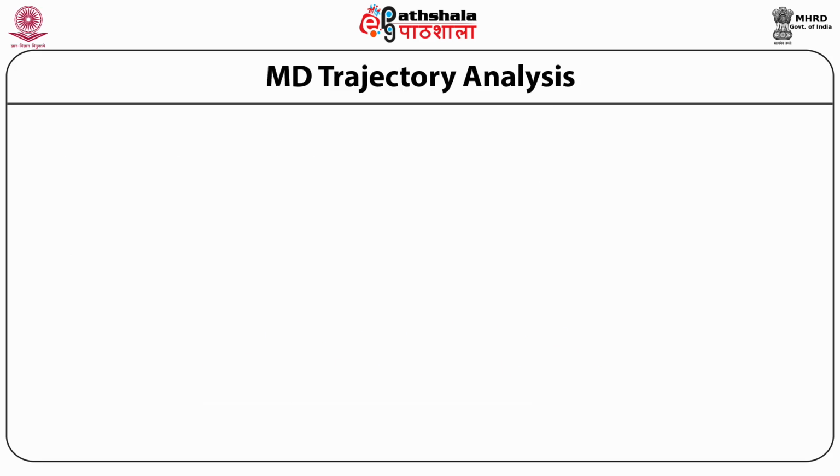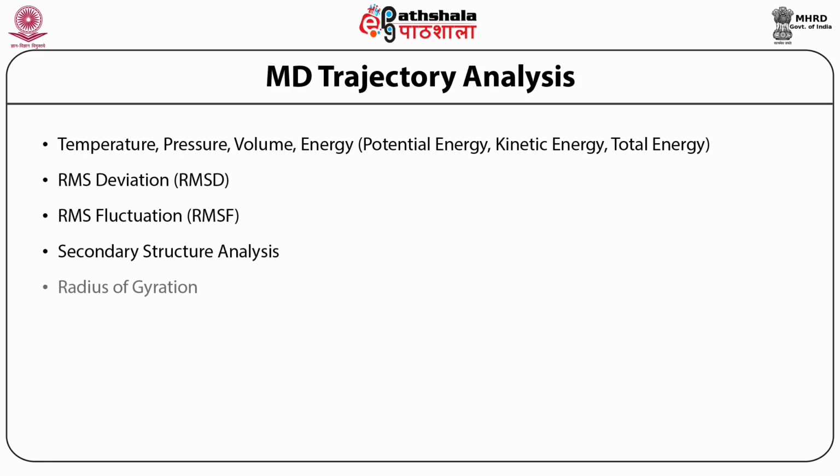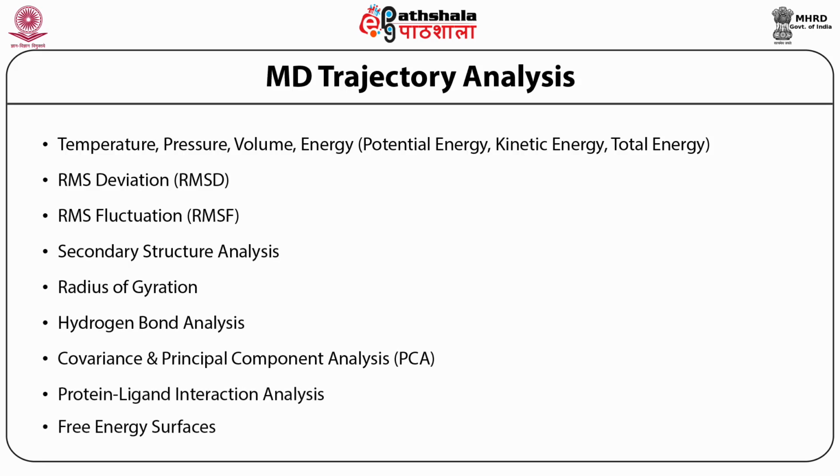We analyze the following parameters or properties during MD run from the MD trajectory file, like temperature, pressure, volume, energy. Besides these parameters, we also analyze the root mean square deviation, fluctuation, secondary structure analysis for protein, radius of gyration, hydrogen bond analysis, covariance, protein-ligand interactions. We analyze different parameters from the trajectory file, like temperature, pressure, volume, density, potential energy, kinetic energy and total energy. These parameters are generally used to locate the equilibration point of MD simulation. It also indicates the stability or disturbances during MD run.